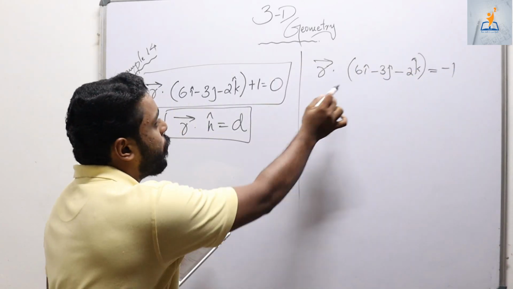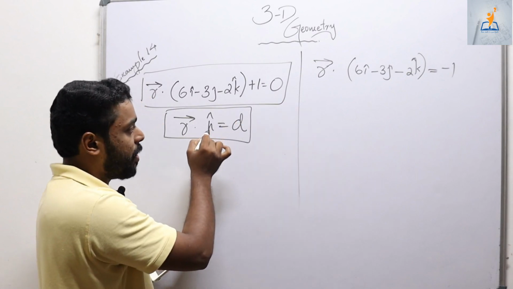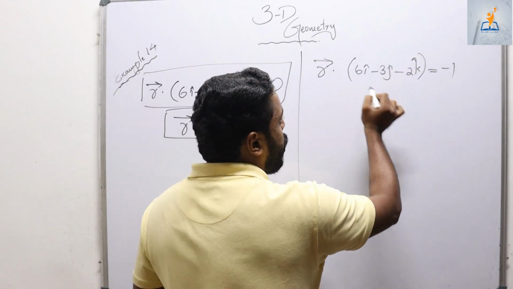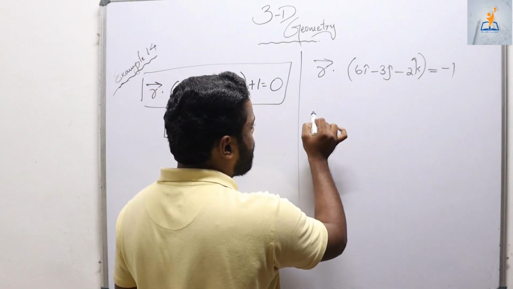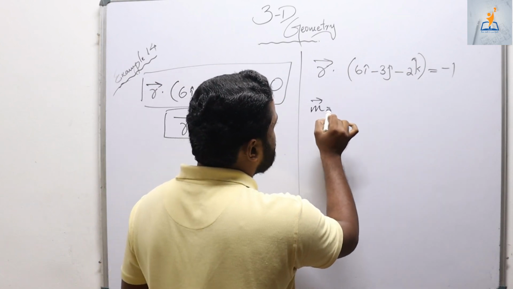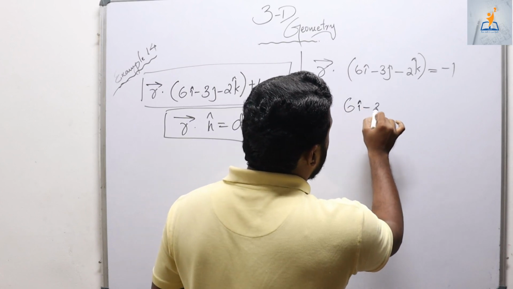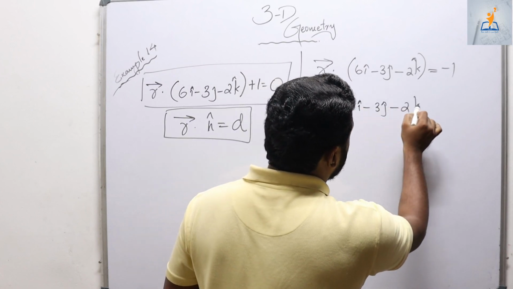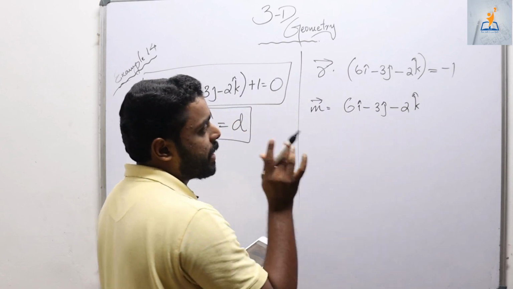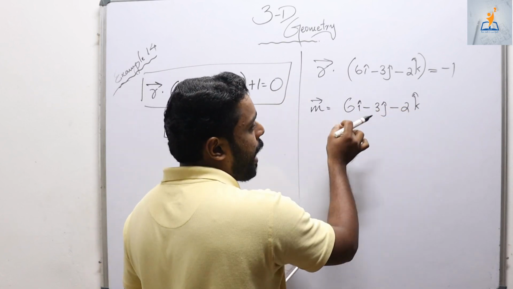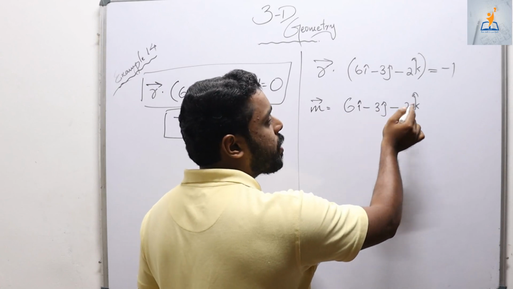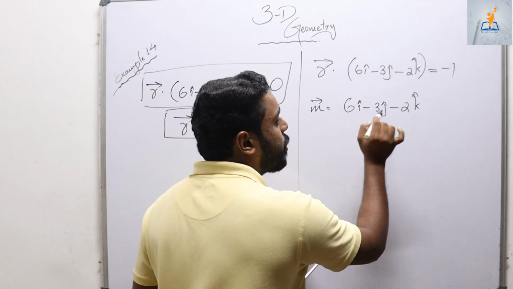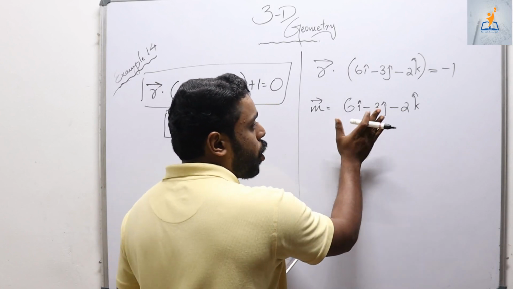See, this is of the form this, but here we have n cap, but here it is not necessarily n cap. So this is the required vector. Let it be m. So vector m is equal to 6i cap minus 3j cap minus 2k cap. It is not a unit vector. We can find the magnitude of this. It is 36 plus 9 equal to 45 plus 4 is equal to root 49, the magnitude of this vector. So this is not a unit vector.